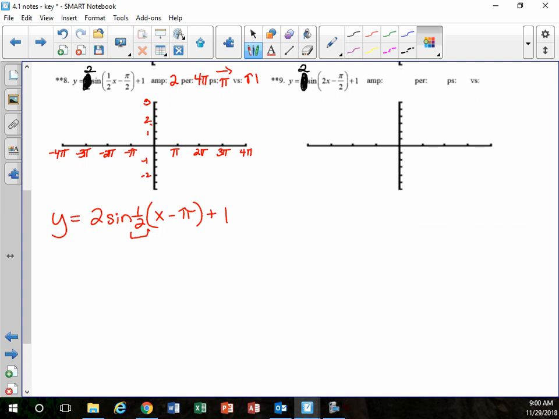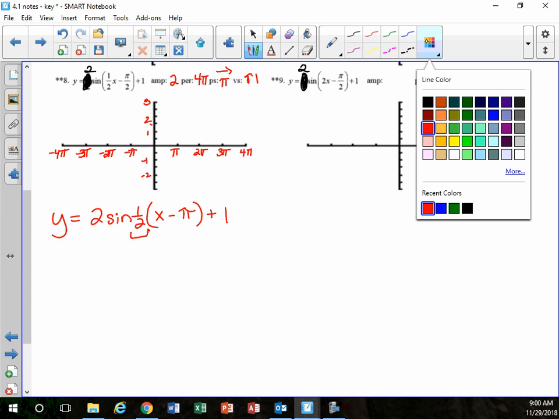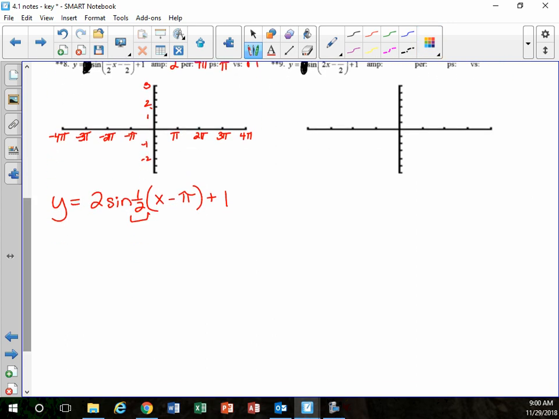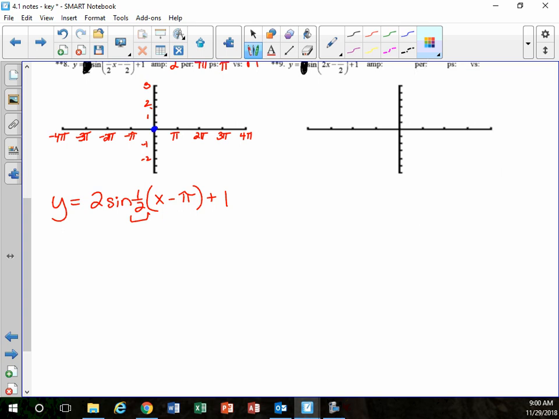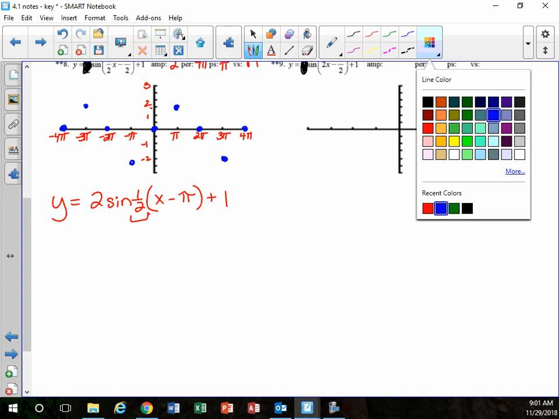Okay, let's get the dots of our parent graph. So sine normally starts at 0, 0. I have an amplitude of 2, so what's that going to do? Yeah, so it stretches it by 2. So the next tick mark's up at 2, back to 0, down to -2, 0. Okay, I'm going to stop there and make sure everybody's with me to that point.